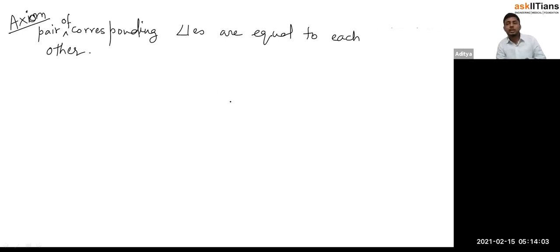Now, the rest of the things that we'll be seeing will be theorems. So second, now this is a theorem.